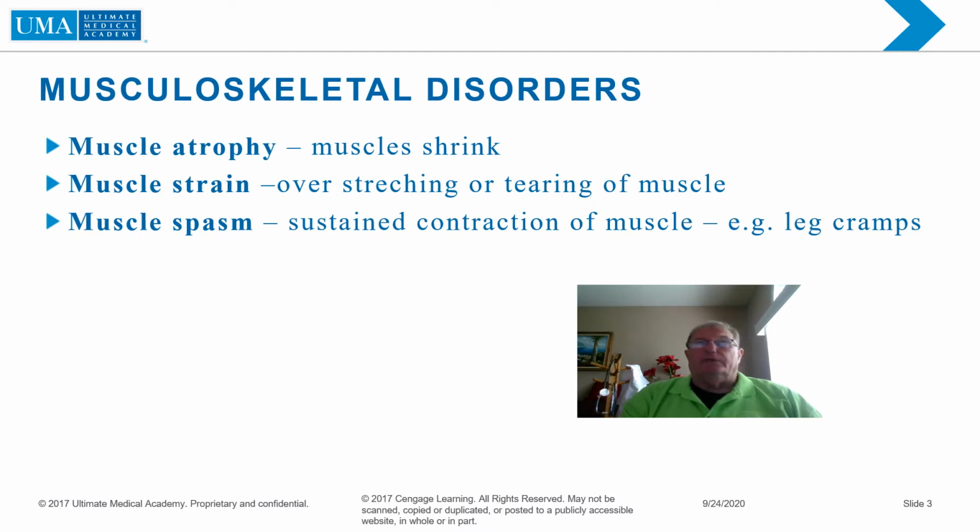Then we have muscle spasms. Many people call these Charlie horses, leg cramps, right? Spasms can occur in any muscle in the body, but often happen in the leg. And the muscle in spasm contracts without your control and does not relax. Muscle spasms often occur when a muscle is overused or injured.